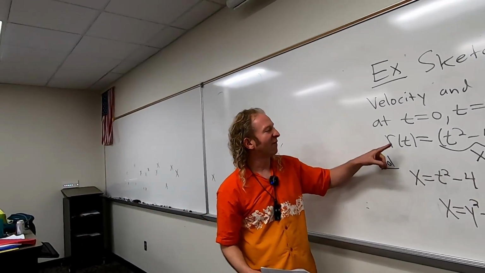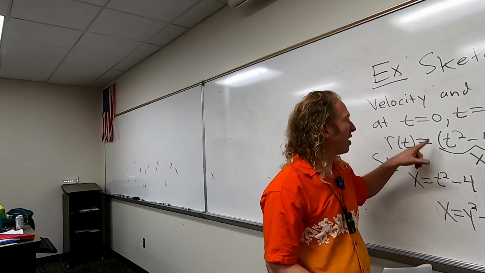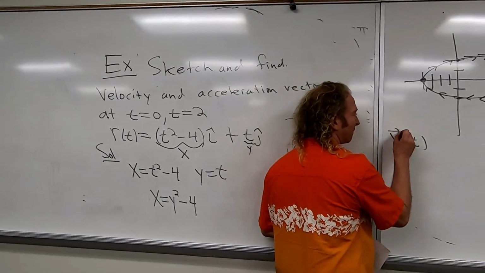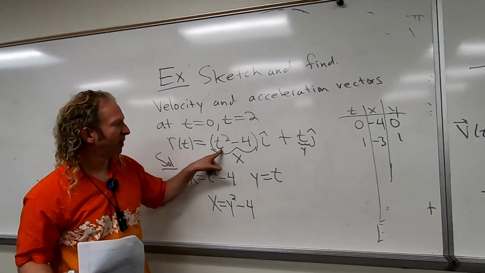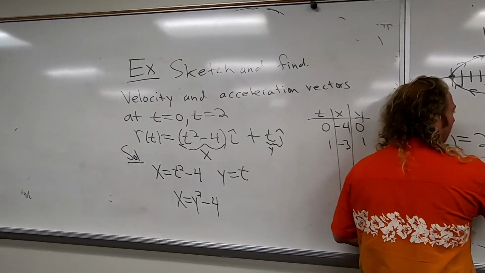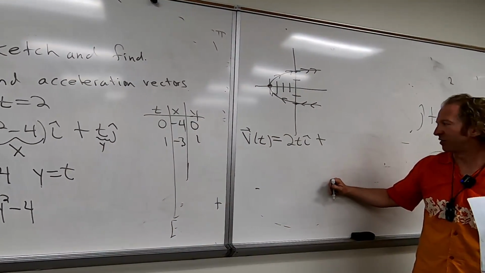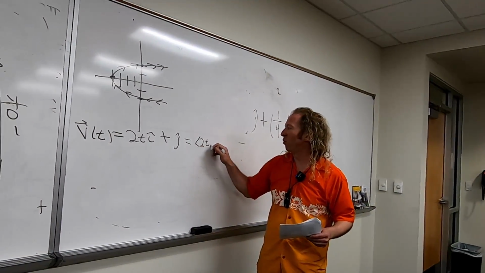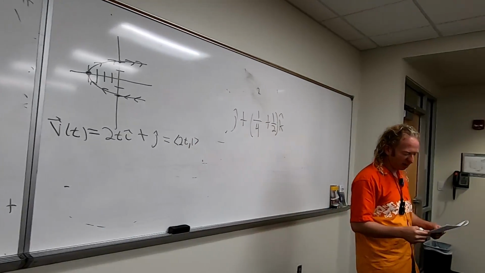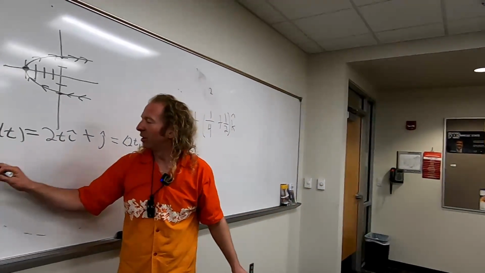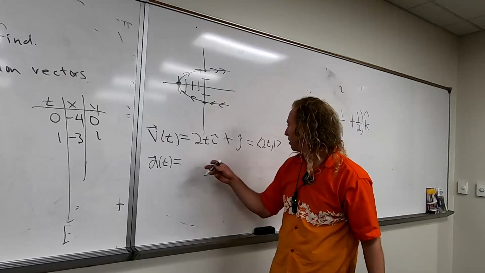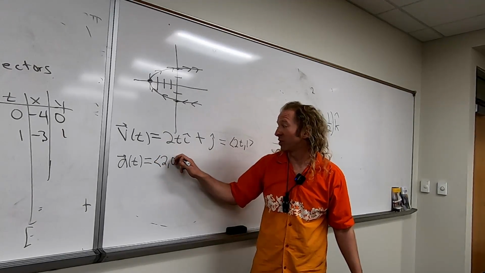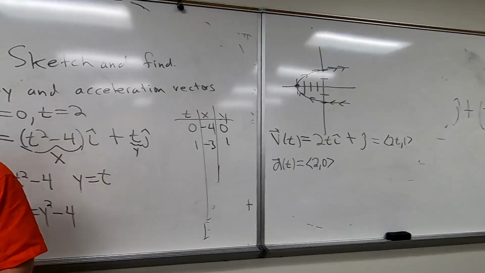Before we do that, though, we have to find the velocity and the acceleration. So how do you find the velocity? The derivative. Yeah, the derivative. So I'll write v of t. The velocity here will be 2t i hat plus j hat, because the derivative of t is 1. If you like, you can write it as 2t, 1. And then the acceleration would just be the derivative of v. So that would be 2, 0. Acceleration is constant. Same vector. That's the acceleration.